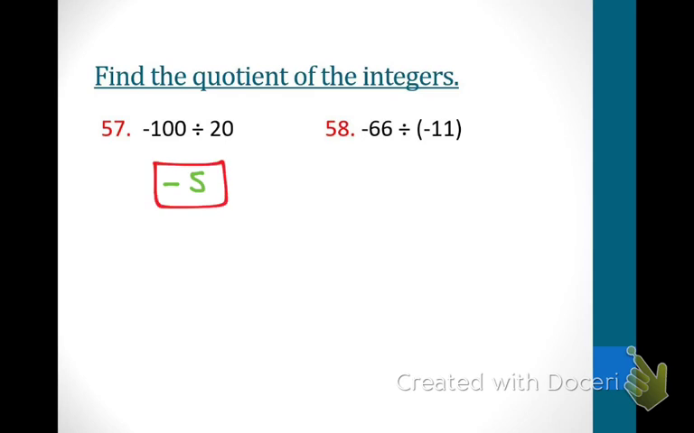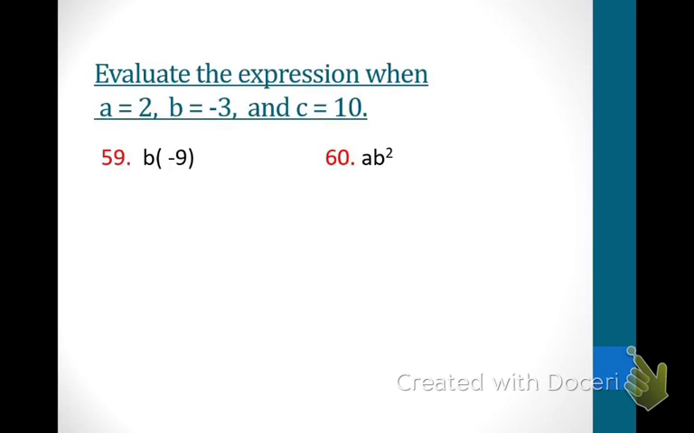Next up, Kyla, help me out. Is it going to be a positive or a negative answer? A positive. Why is it going to be positive? Because both of them are negative. I've got two negative signs here. That's an even number. Anytime you have an even number of negative signs in your original problem, your answer will become positive. So guys, what's the answer? It is +6. Just remember your rules for adding and subtracting are different than your rules for multiplying and dividing integers.